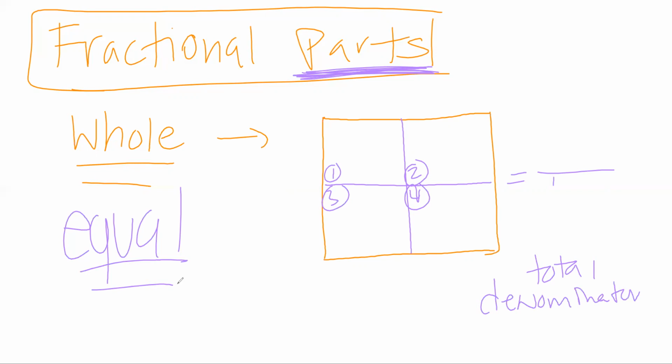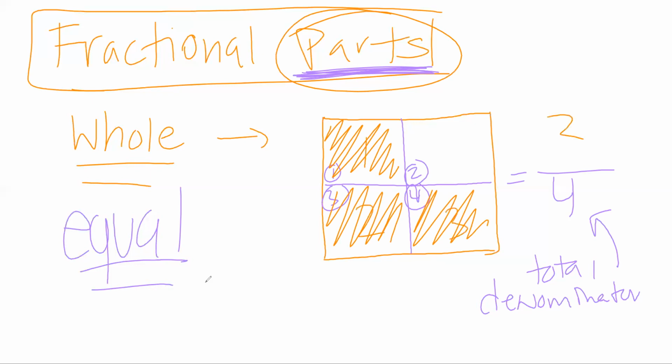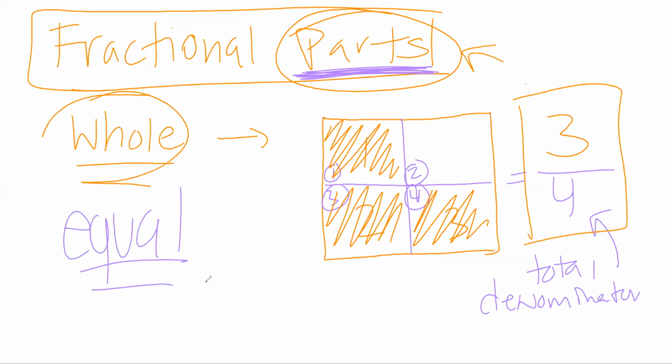So my denominator is 4, because there's 4 total parts. And then someone always comes along and says, okay, well, I'm going to shade in some of these parts. And I'm going to ask you, what's the fraction of shaded parts? Here are the parts. How many parts did I shade? Well, I shaded 1, 2, 3. So my fraction is 3 out of 4 parts of this whole are shaded. That's my fraction.